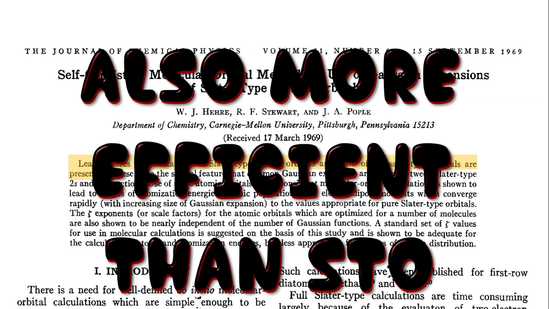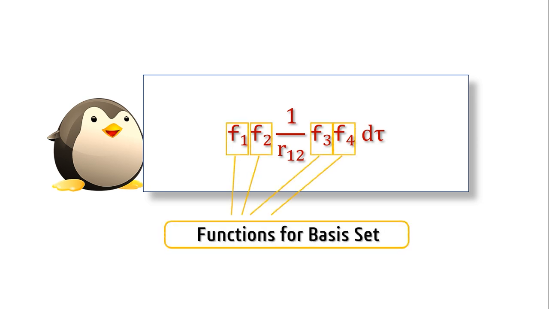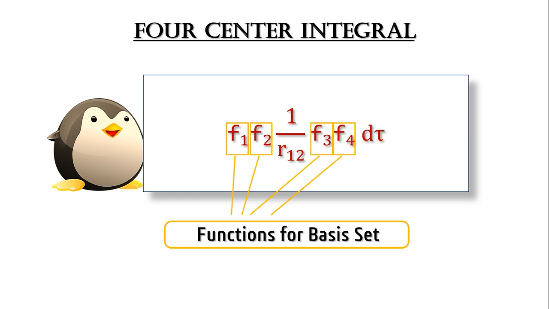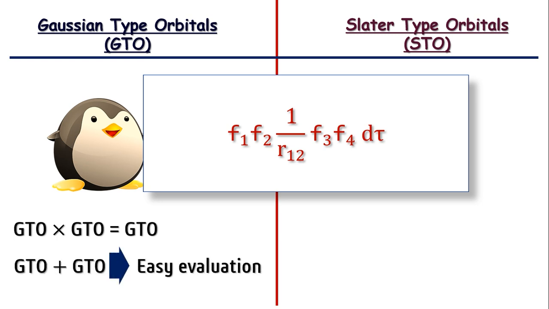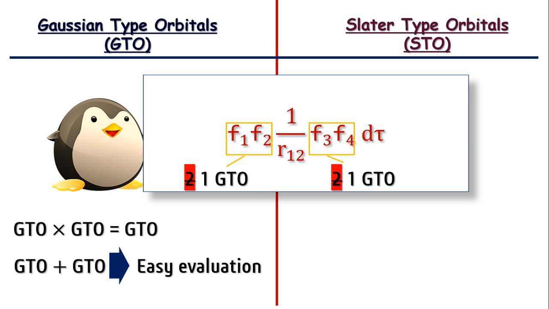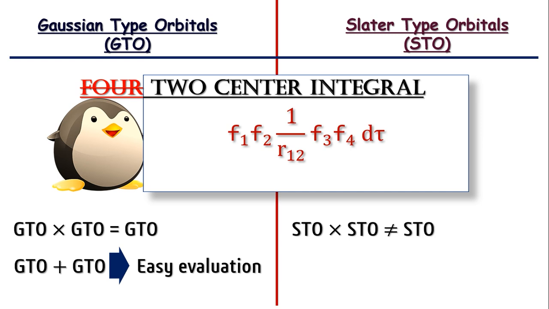See, while doing DFT calculations, often we are going to encounter these type of integrals. Here, f1, f2, f3, and f4 are the functions for the basis sets. This particular integral is called a four-center integral. Now, the product of any two Gaussians is just another Gaussian, and the sum of two Gaussians is easily evaluated. Thus, this particular integral easily reduces to a two-center integral when we use Gaussians. But this is not the case for STOs.